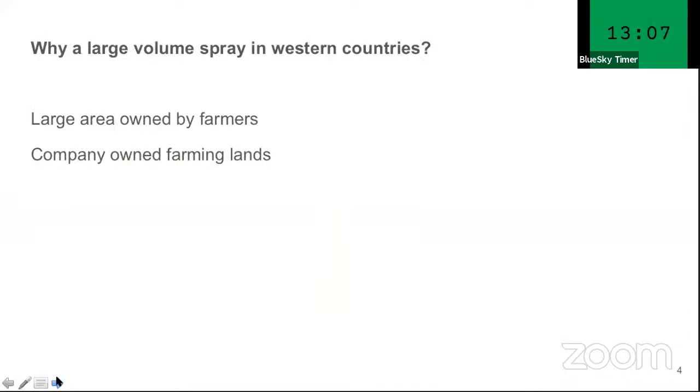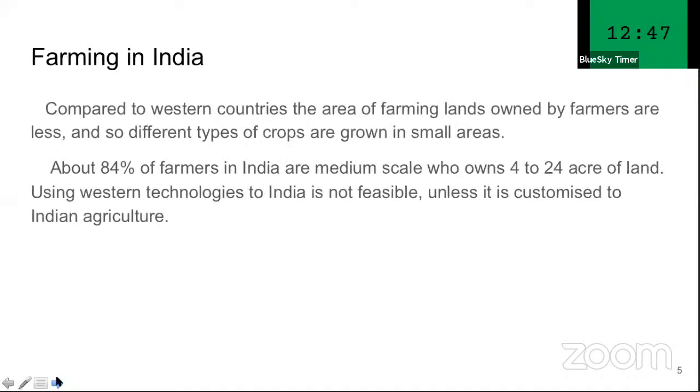So why are these large volume sprays happening in Western countries? It is simply because they have large areas owned by farmers. It could be cooperative farms or collective farms, and it could be company-owned farmlands, which could be corporate farms. In the Indian context, even if you actually have corporate farming, corporate farming is done by companies leasing farmland from farmers, which essentially means that you still have only small farms to deal with. So in India, compared to Western countries, the area of farming land owned by farmers is less, and so different types of crops.